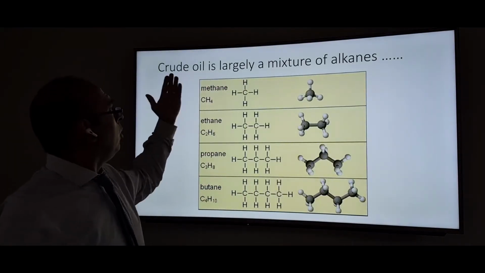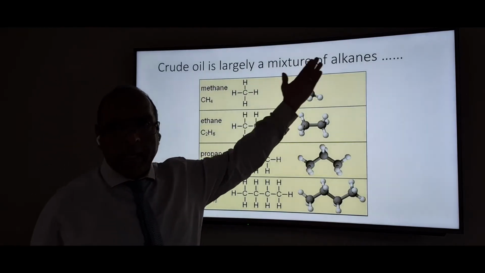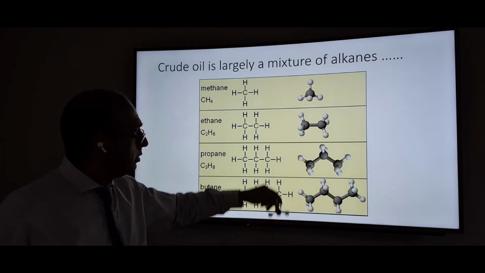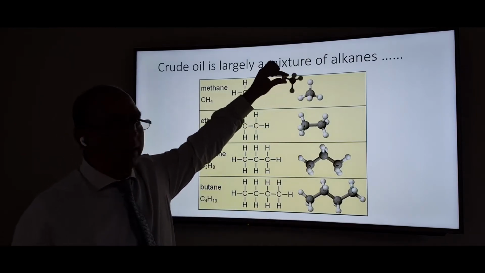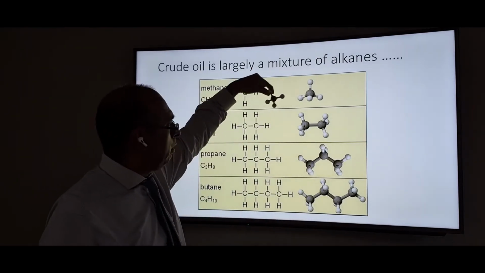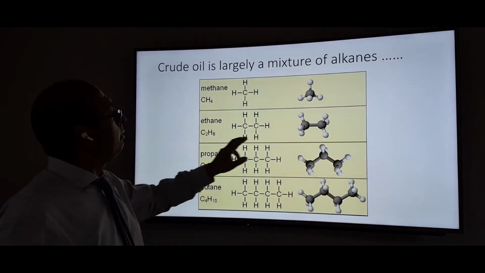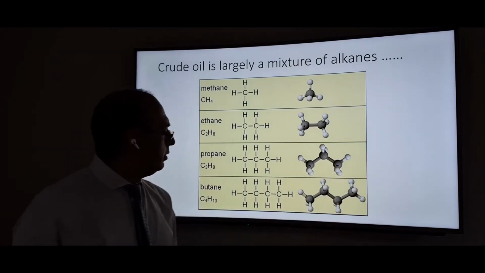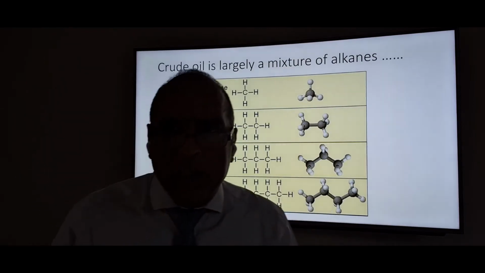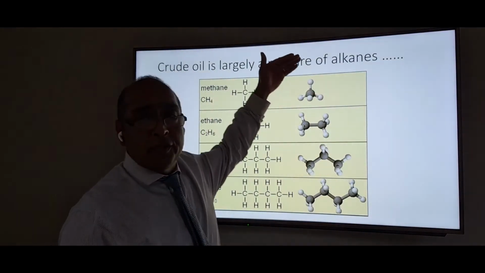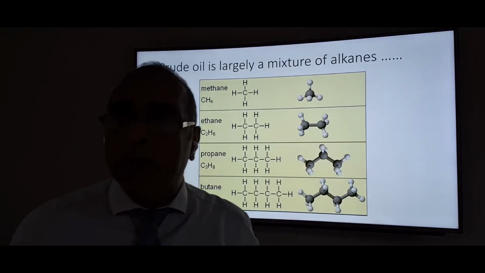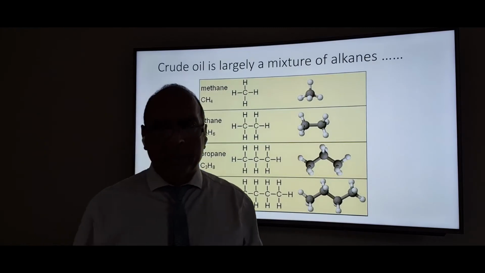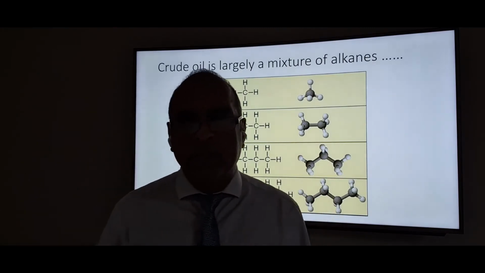So, crude oil is largely a mixture of alkanes. Methane, the smallest one. That's the one that I was holding up here. That's tetrahedral. Ethane is 2 carbons. Propane, 3 carbons. Butane, 4 carbons. General formula CnH2n+2. Similar reactions, trend in physical properties like boiling points, diffusion rates, masses, that kind of thing.